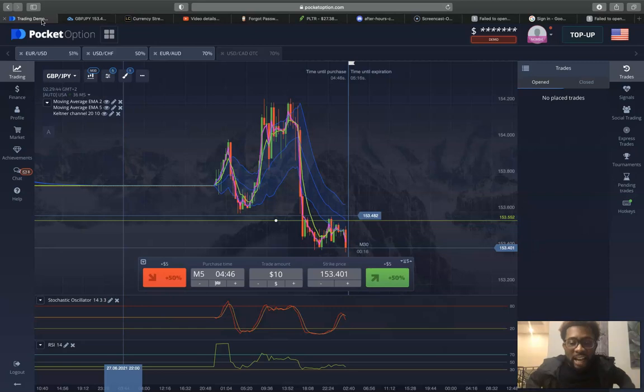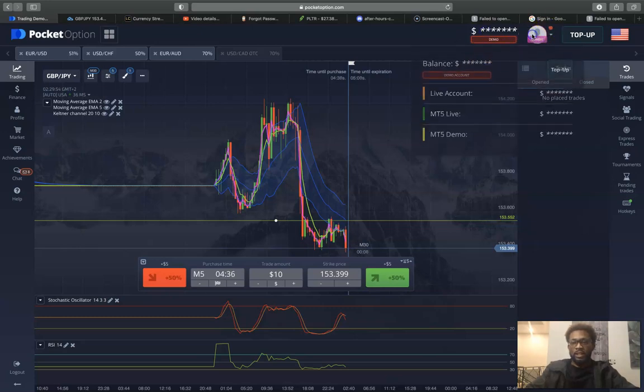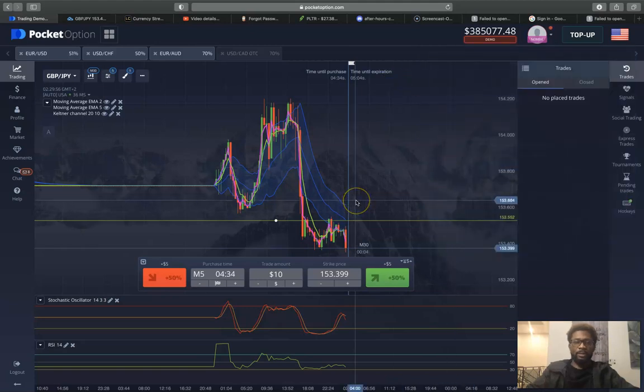Today I have Pocket Options here, and I'm pulling up my demo account. So you guys can see the numbers, that's what's in my demo account right now. Today I just want to go over my strategy here in Pocket Options.